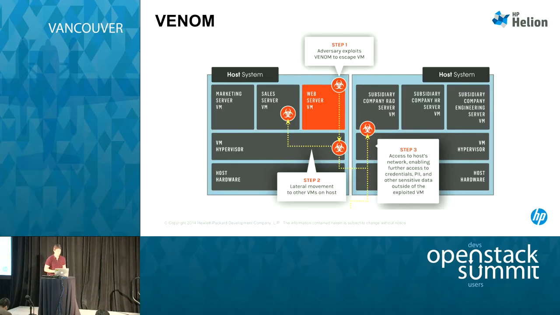So Venom, this is the lovely graphic that the Venom guys did. And here you can see a web server has already been compromised. They've already escalated privileges to the virtual machine. They're then able to leverage a vulnerability in a floppy disk controller to gain a point of presence in the QEMU process, which for most people is probably going to be running in libvirt. At least if you're KVM, it'll be libvirt.